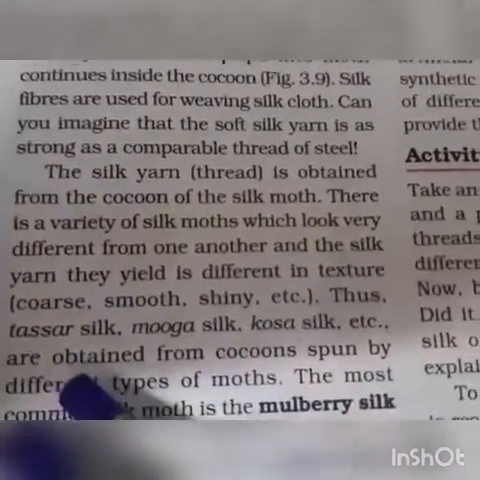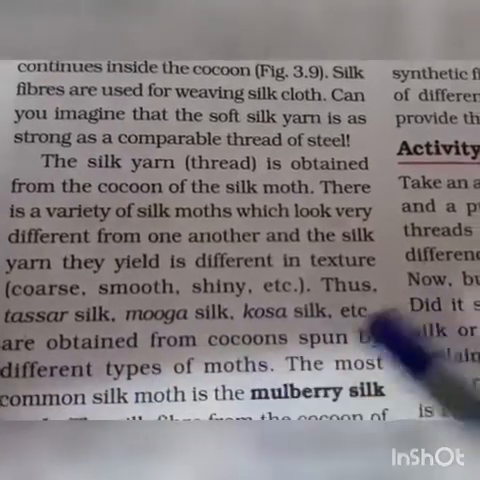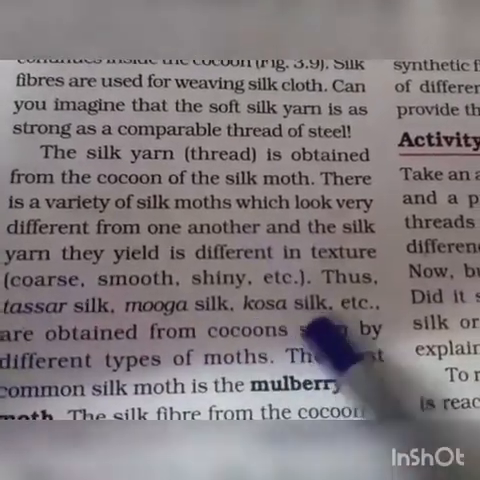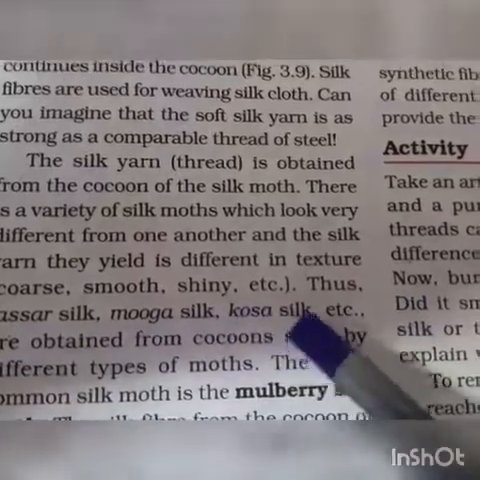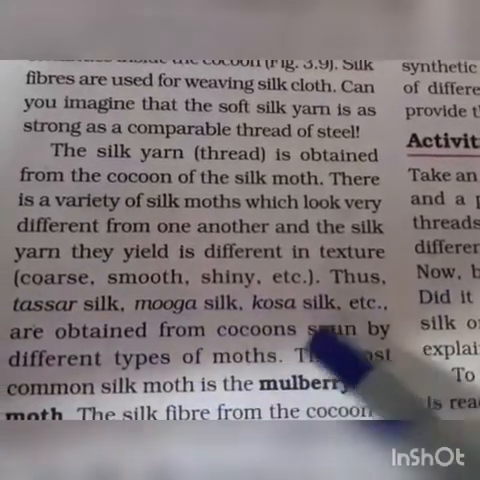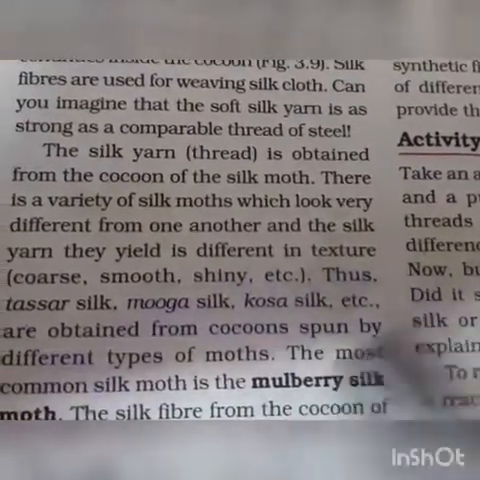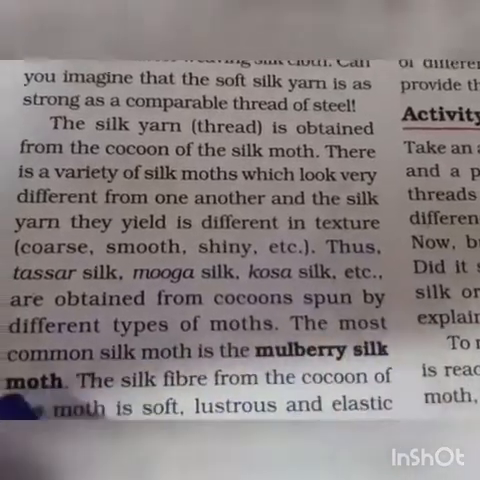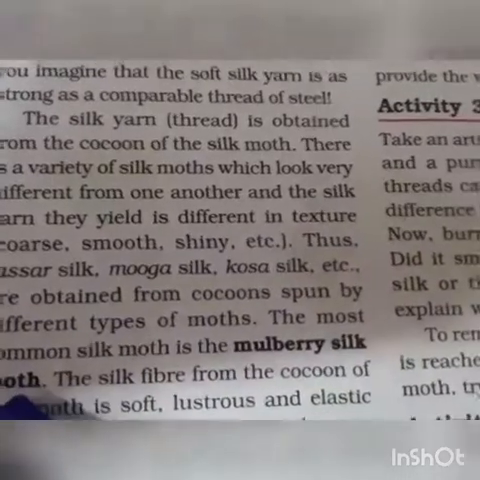Thus, tussar silk, moga silk, kosa silk, etc. are obtained from the cocoons spun by different types of moth. So you can see these are different varieties of silk. These are obtained from the different types of cocoons only. The variety of the cocoon that gives these types of silks is also different. Thus, the most common silk moth is the mulberry silk moth.